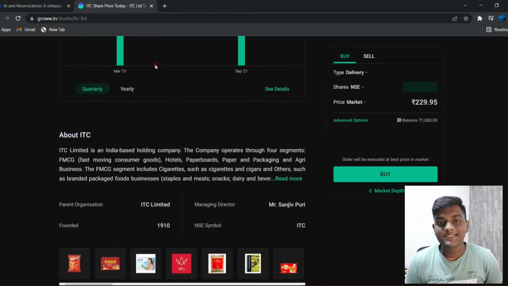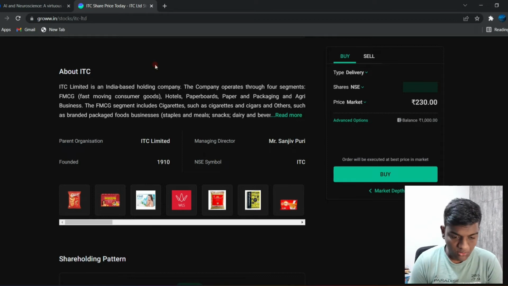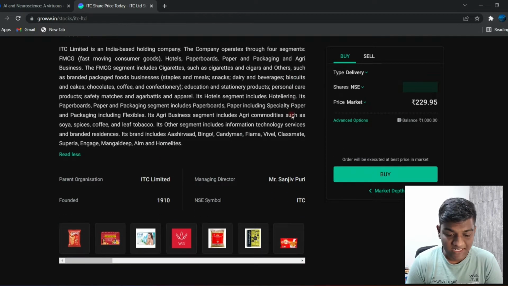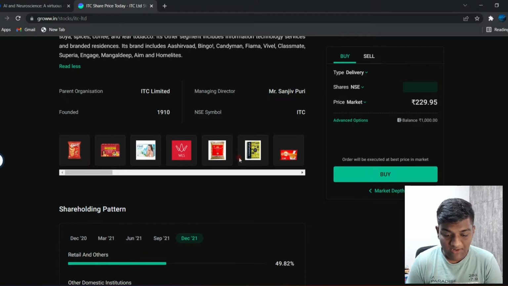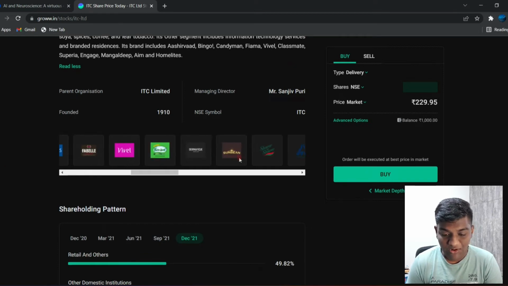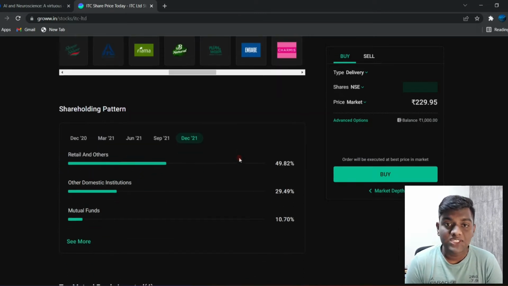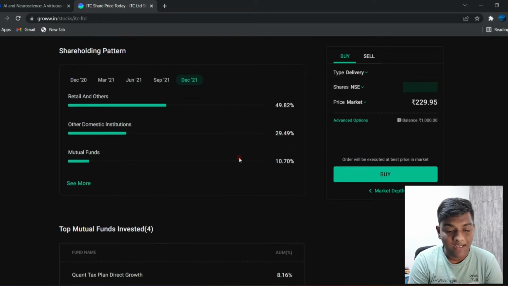So about ITC, not just the numbers matter, even the company's history matters. So this is ITC's history. They produce staples, meals, snacks, dairy, beverages, everything, and these are a few products produced by ITC. You could have a look at it. Sunfeast, Teflon, Vivel, Be Natural, all are famous products which we use in our day-to-day life. So that's a good thing. So this is the shareholding pattern.